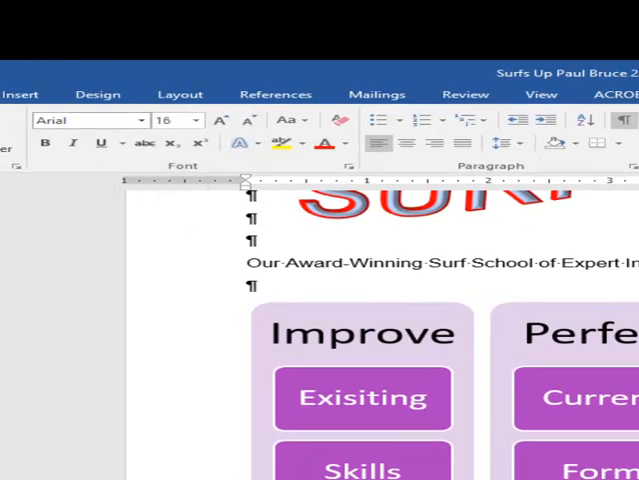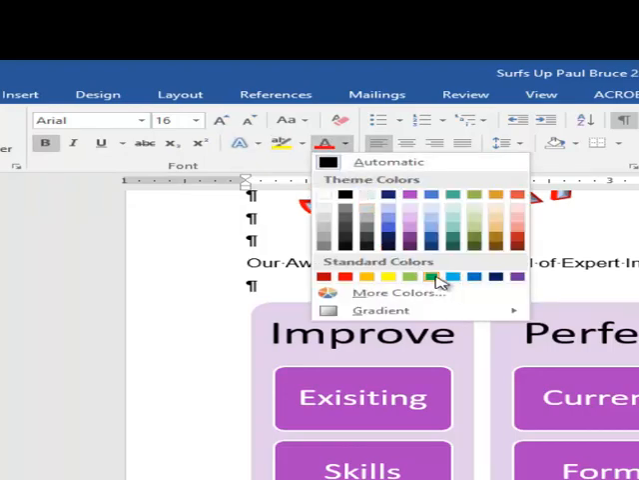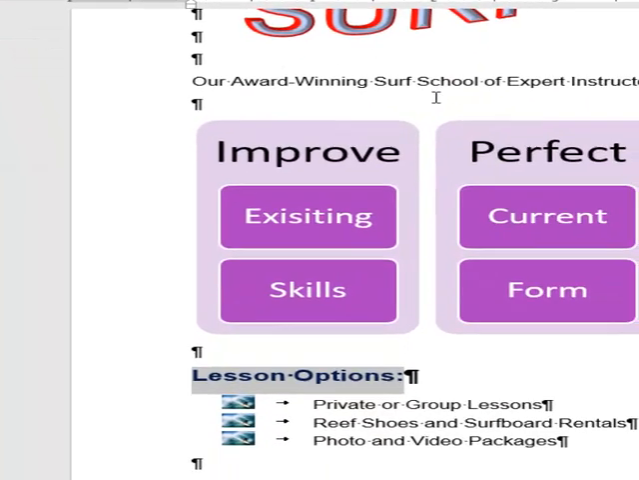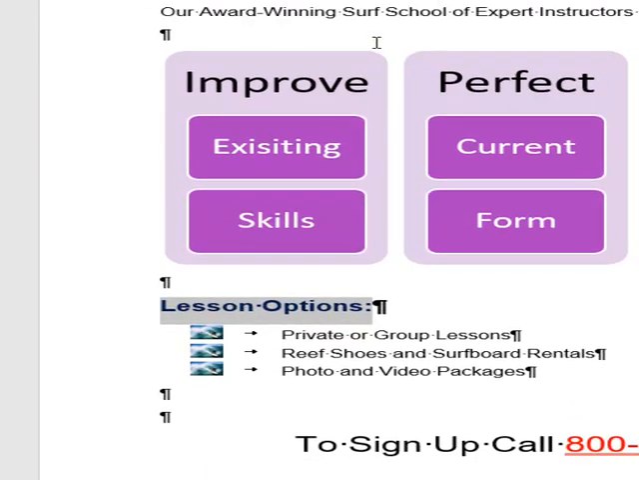I want to highlight lesson options and the colon after it, but not the paragraph symbol, so I might want to use my shift arrow keys. Arial 16 bold is what we're going to pick. We'll also color this line, but we'll pick a different color. Don't go crazy and do a lot of different colors. It detracts from your flyer.